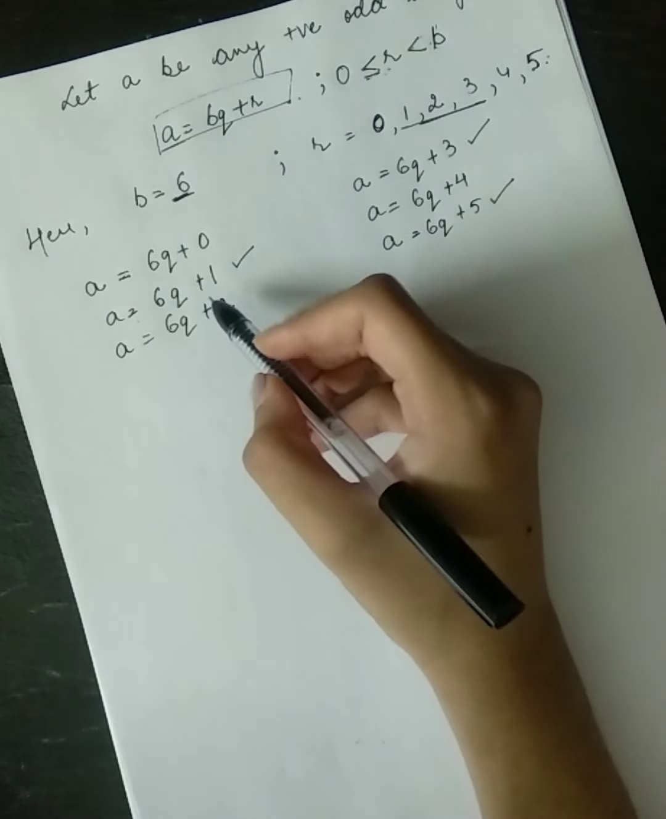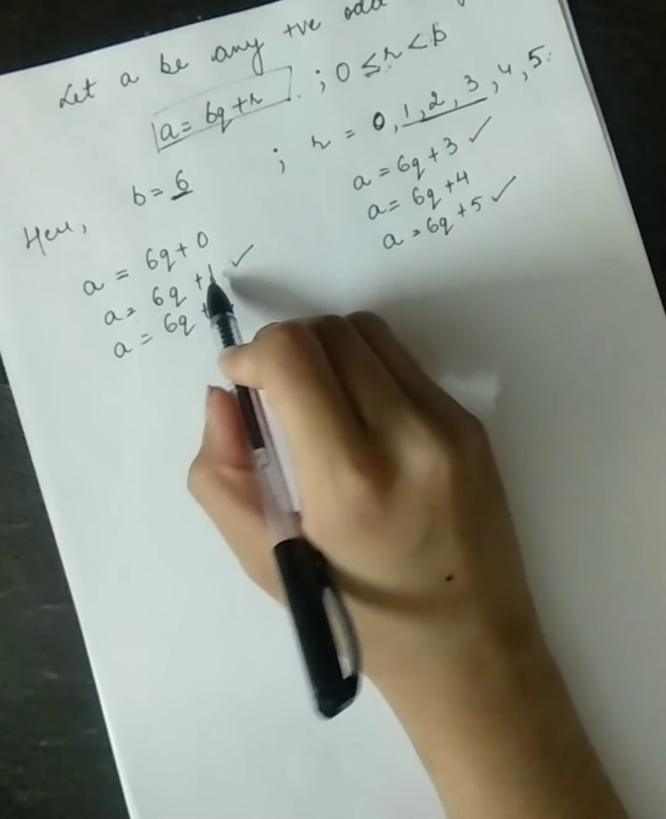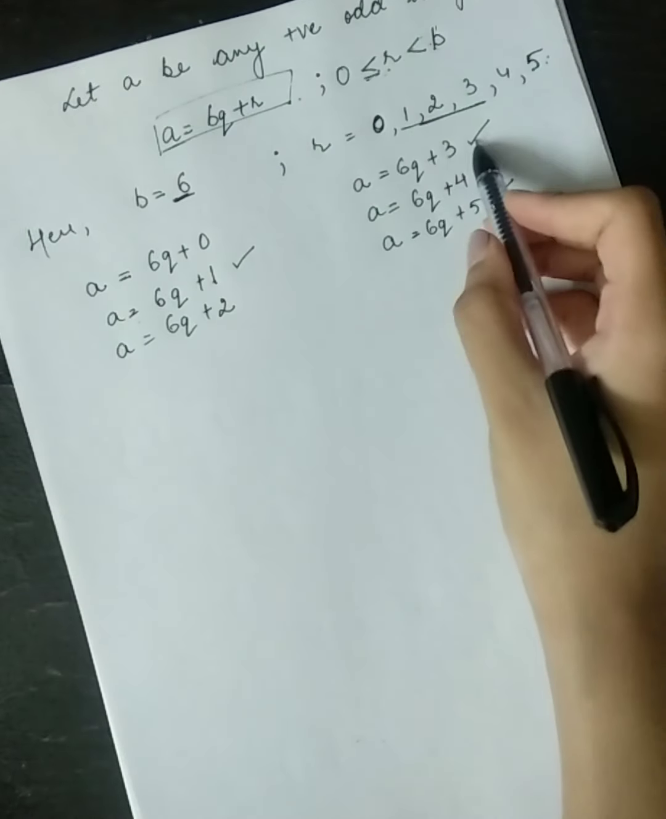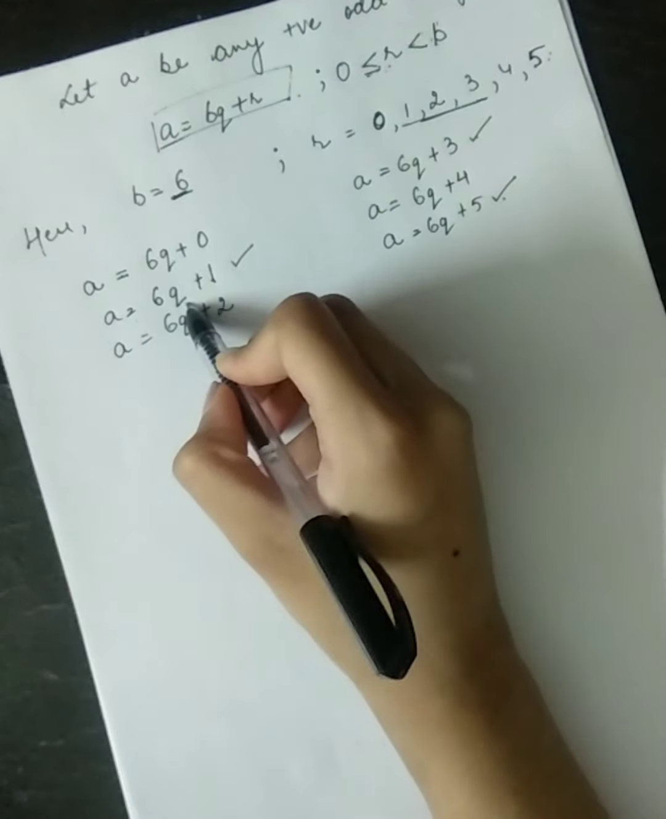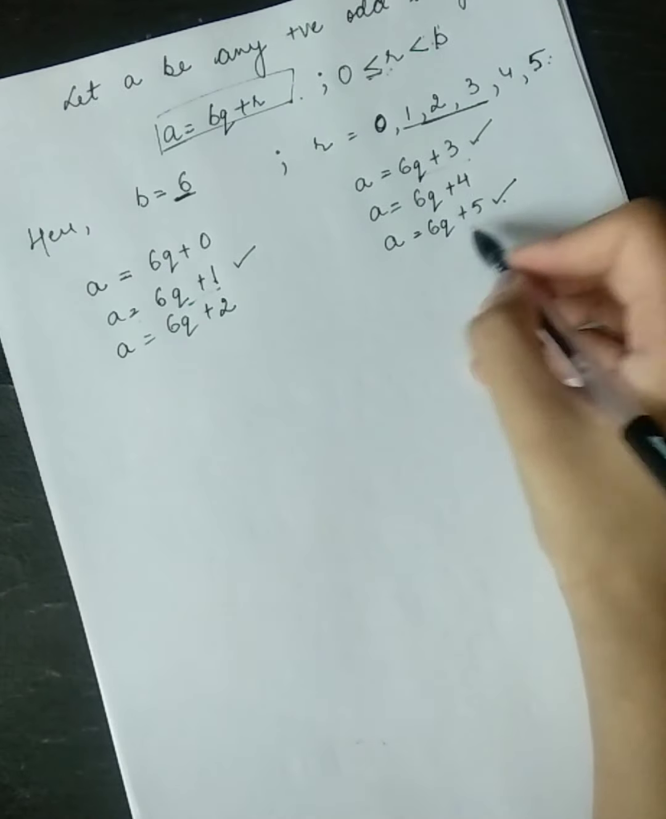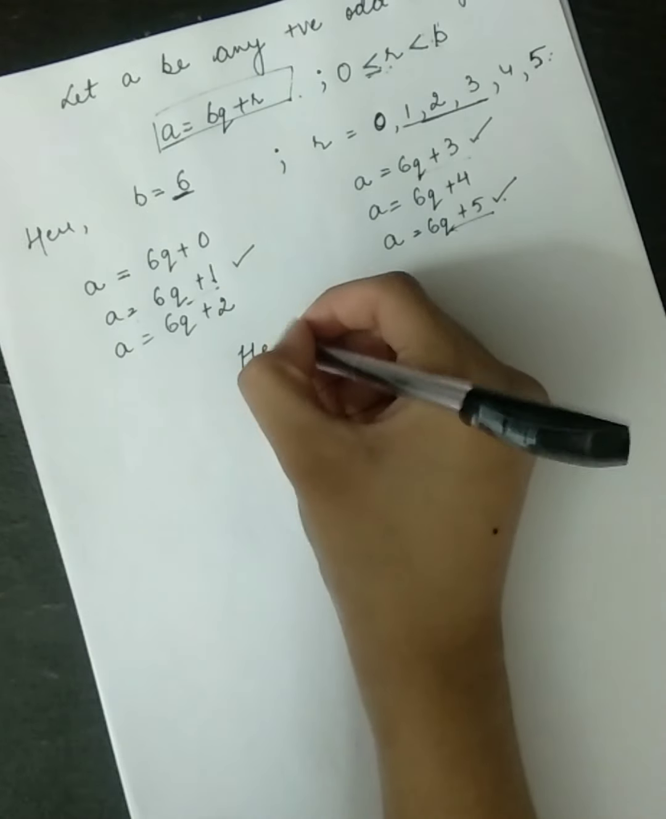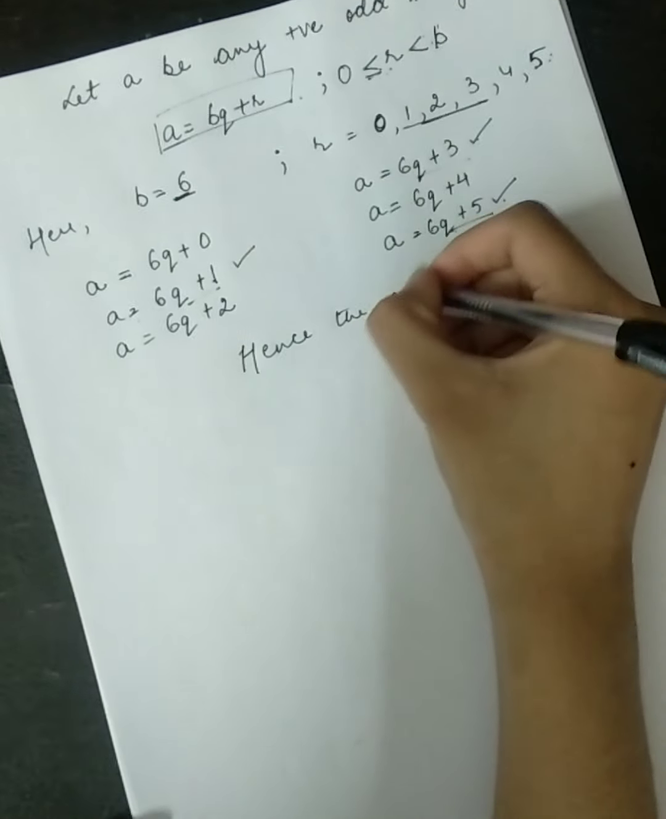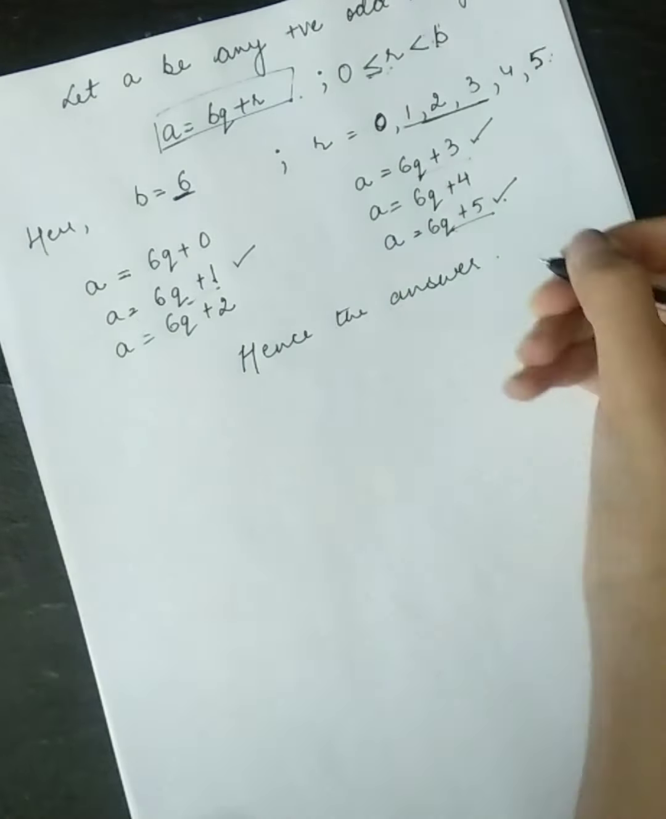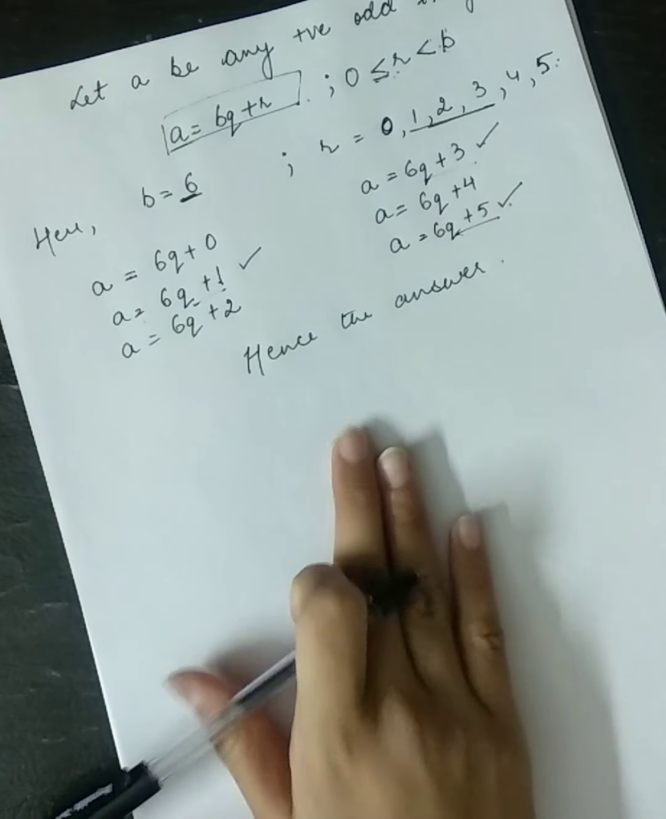So we have shown that any positive odd integer is of the form 6q plus 1, 6q plus 3 and 6q plus 5. Hence the answer. With this we have completed our second question also.